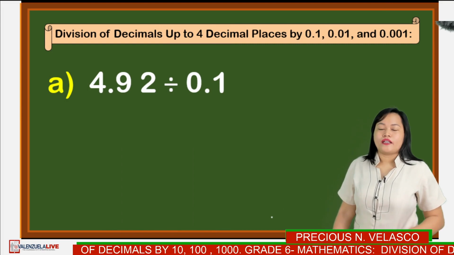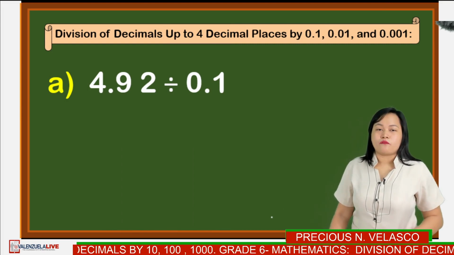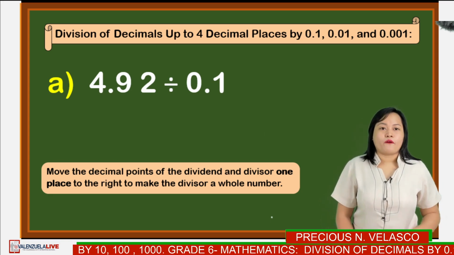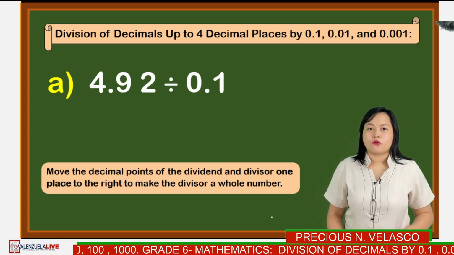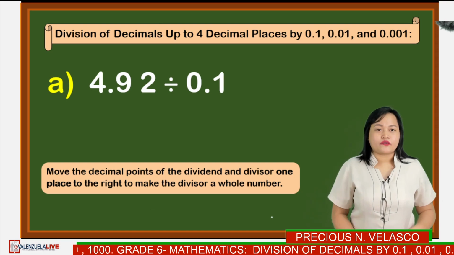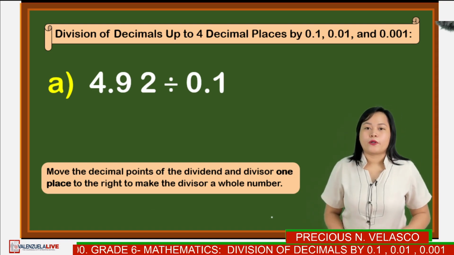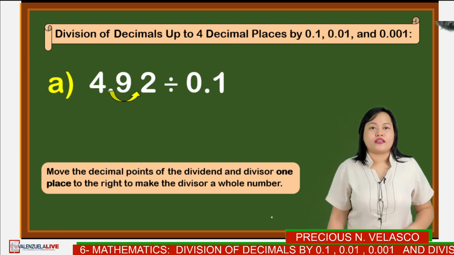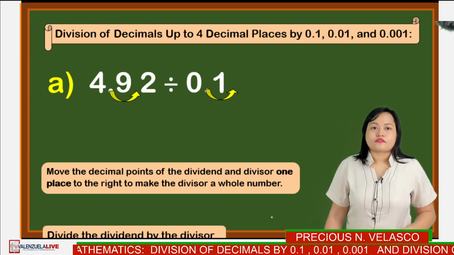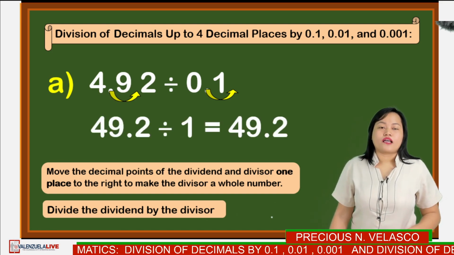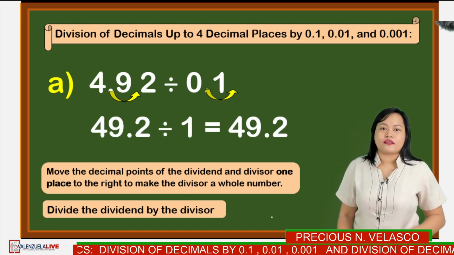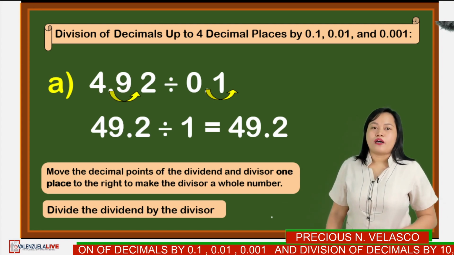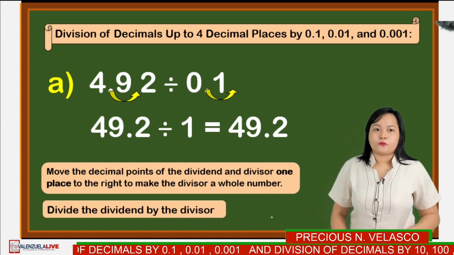For the first one, since we are going to divide it by 1/10, we are going to move the decimal point of the dividend and the divisor 1 place to the right to make the divisor a whole number. So we are going to make our divisor a whole number by moving our decimal point. And after we move, we are going to divide it. So we have 49 and 2/10 divided by 1 is equal to 42 and 2/10.